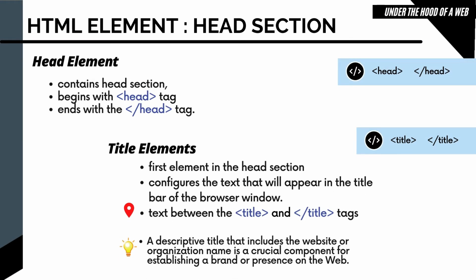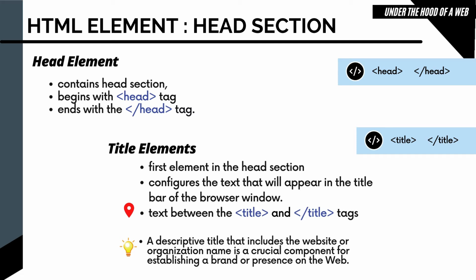Head element. The head element contains the head section, which begins with the head tag and ends with the /head tag. You'll always code at least 2 other elements in the head section, a title element and a meta element. Title element. The first element in the head section, the title element, configures the text that will appear in the title bar of the browser window.